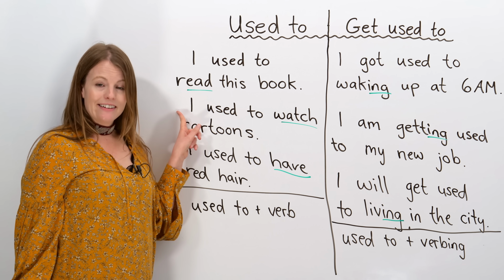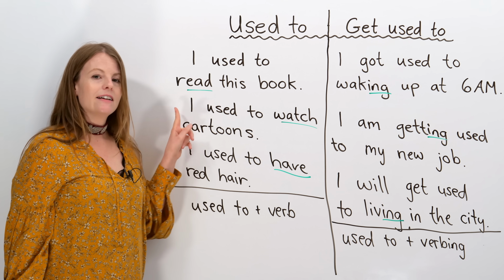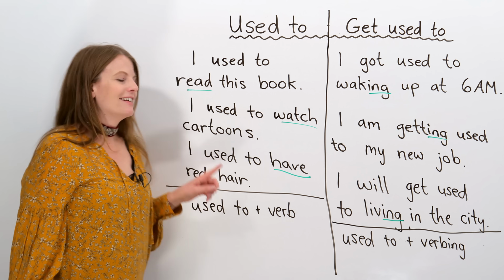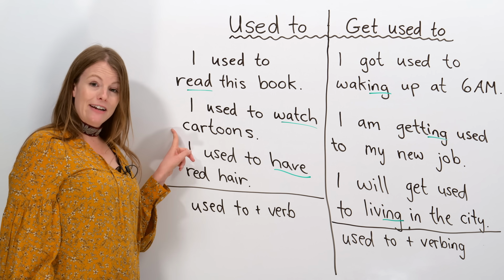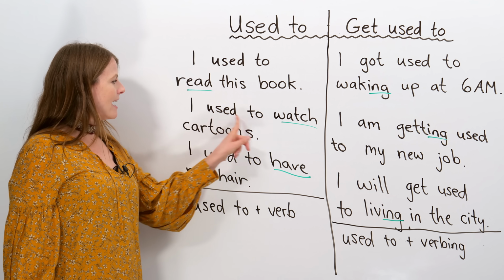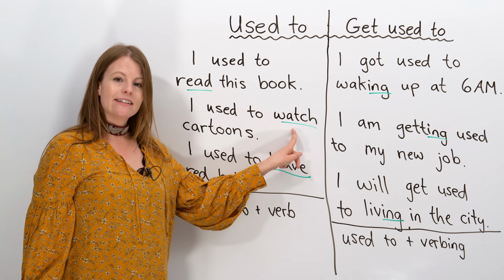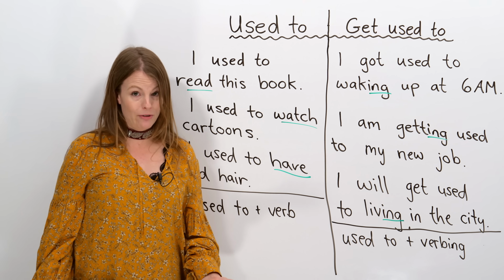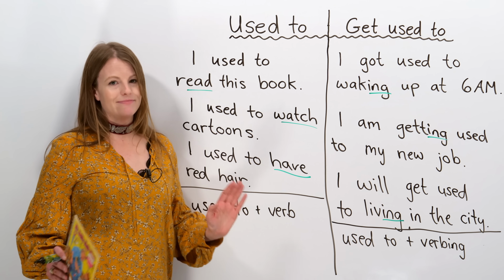When I was a child, I used to watch cartoons. Now I don't really, because I don't have time. But when I was a child, I used to watch cartoons. Every Saturday morning, I used to watch cartoons. So again, I have my verb here, used to. And then the verb that comes next, watch, is in its base form. We don't do anything to it. We just use the base form of the verb, nice and simple.